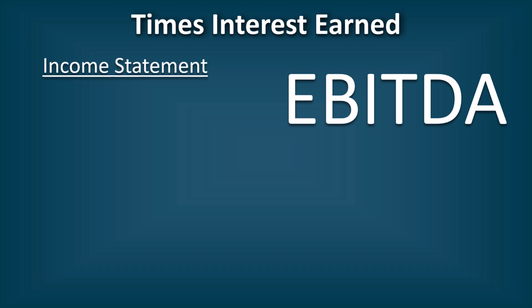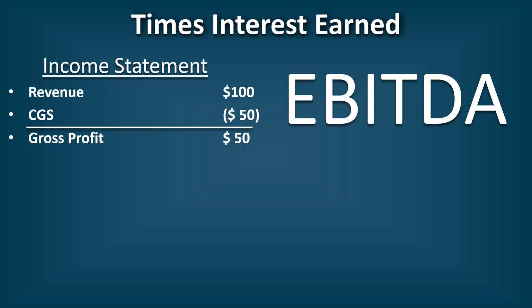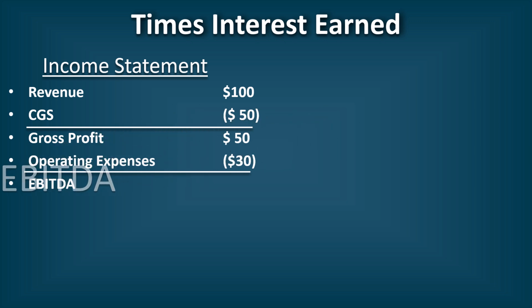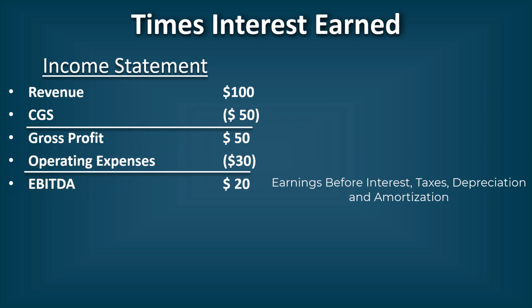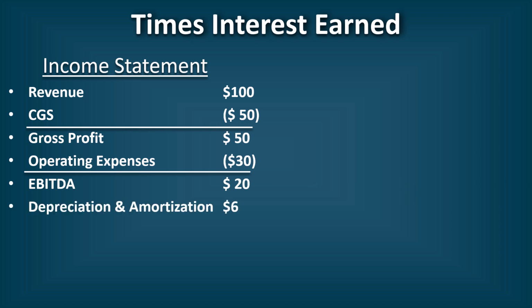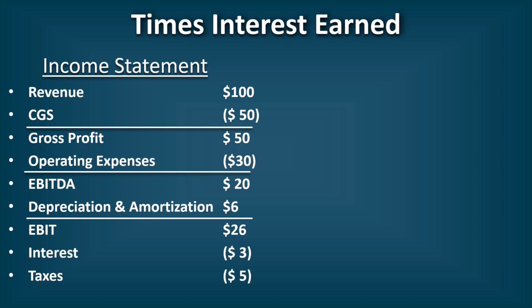In an income statement, we have different elements. First, we have revenue. Then, we deduct cost of goods sold, and we get gross profit. When we deduct operating expenses from gross profit, we get EBITDA, earnings before interest, taxes, depreciation, and amortization. Then, when we deduct depreciation and amortization from EBITDA, we get EBIT, earnings before interest and taxes. And when we deduct interest and taxes from EBIT, we get net profit. So, these are all key elements of an income statement.